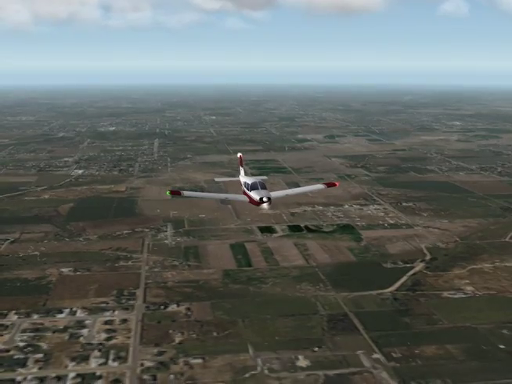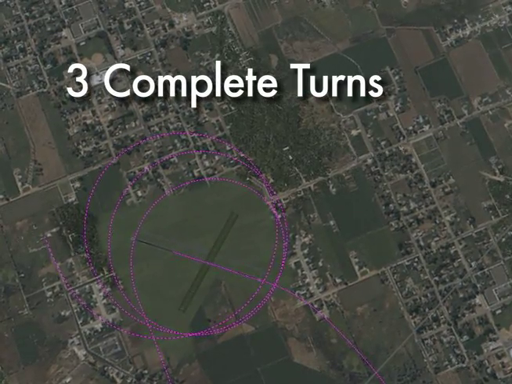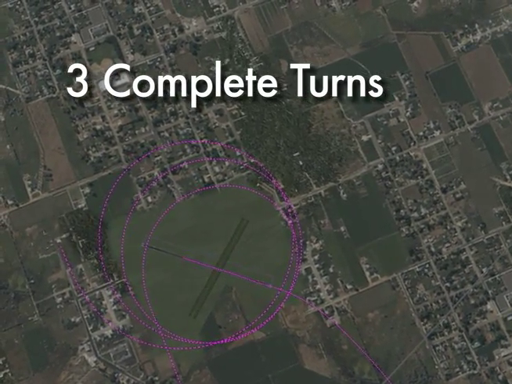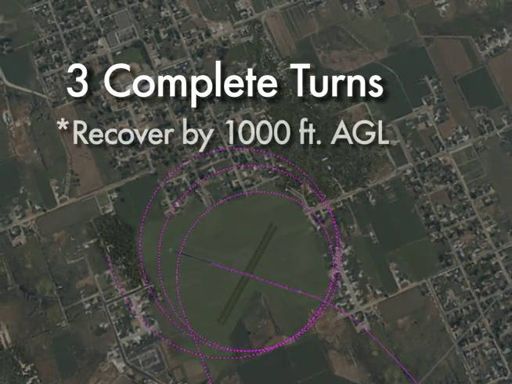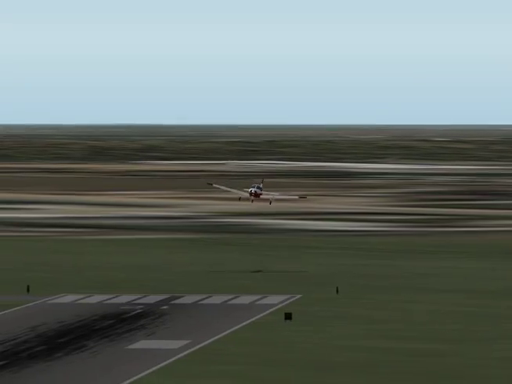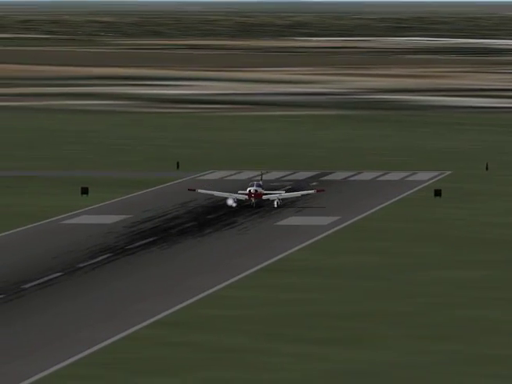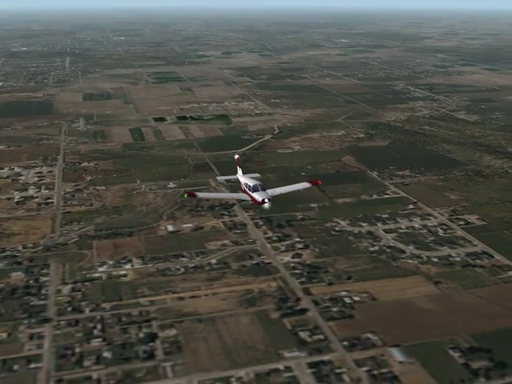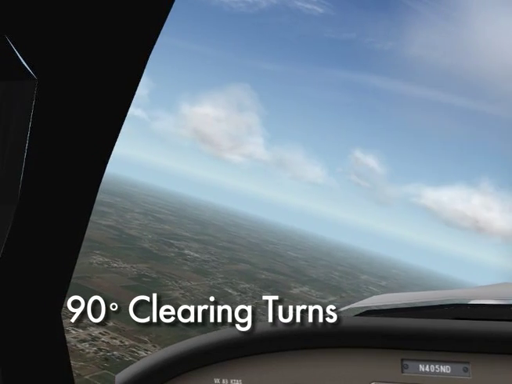During setup, select an entry altitude that will allow for completion of 3 360-degree turns with the recovery to be completed no lower than the minimum recovery altitude of 1,000 feet AGL. Dual flights may perform a simulated emergency landing at a suitable airport. After entry altitude has been established, clear the area by performing 2 90-degree clearing turns.